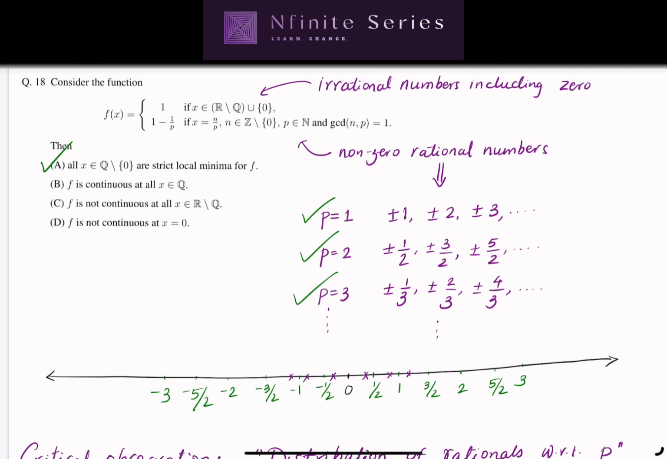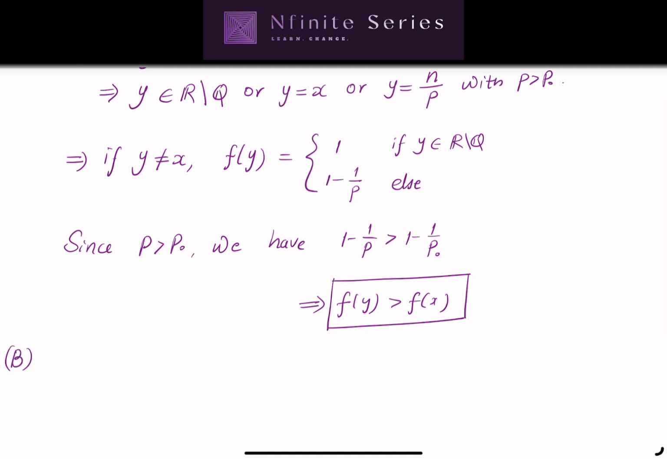Now let us also explore the other options. They are mathematically very interesting, and we will actually prove how these other options are wrong. B option says that f is continuous at all rational numbers. Let us disprove it. A counter example can be constructed from part A. Consider y in a delta neighborhood of a non-zero rational number x, as we saw in the previous part.